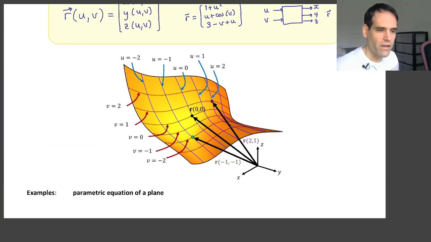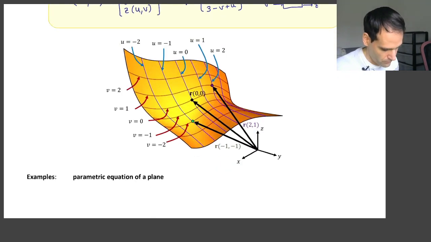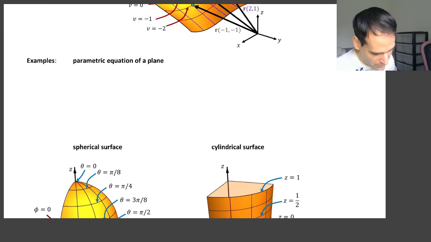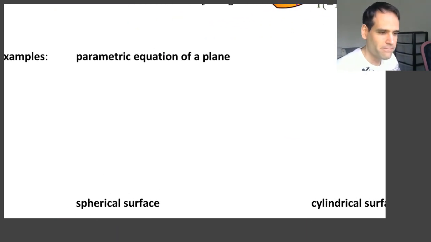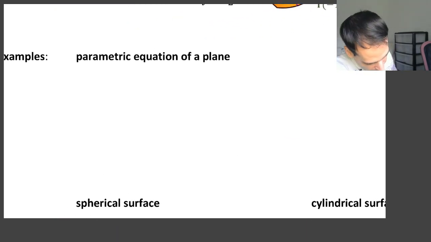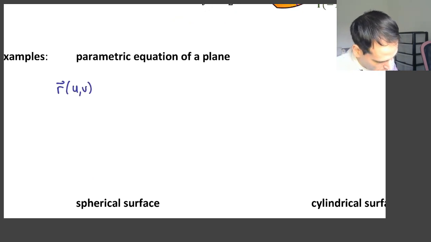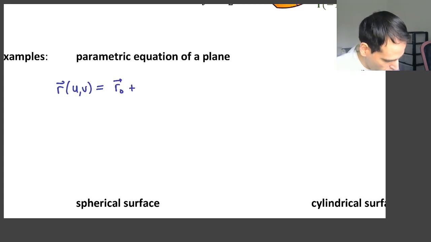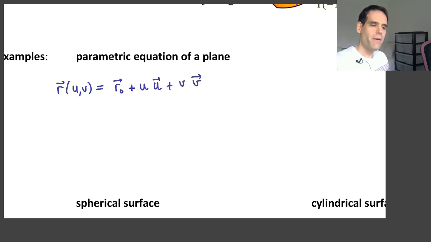Let's see some actual examples instead of using random equations like this. For example, do you remember the parametric equation of a plane? You remember that this was r of 2 parameters, u and v, is equal to r0, which is some position of the plane, plus u times a vector u, plus v times a vector v. You remember this, right? Where u and v were 2 vectors contained in the plane.